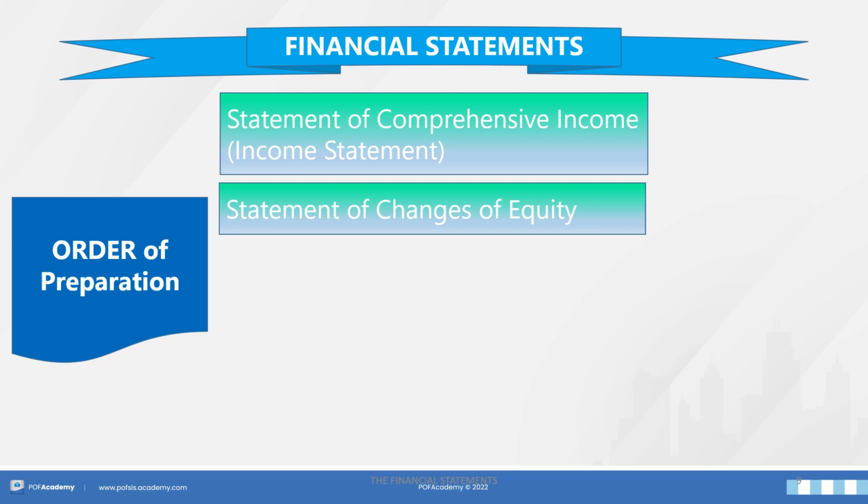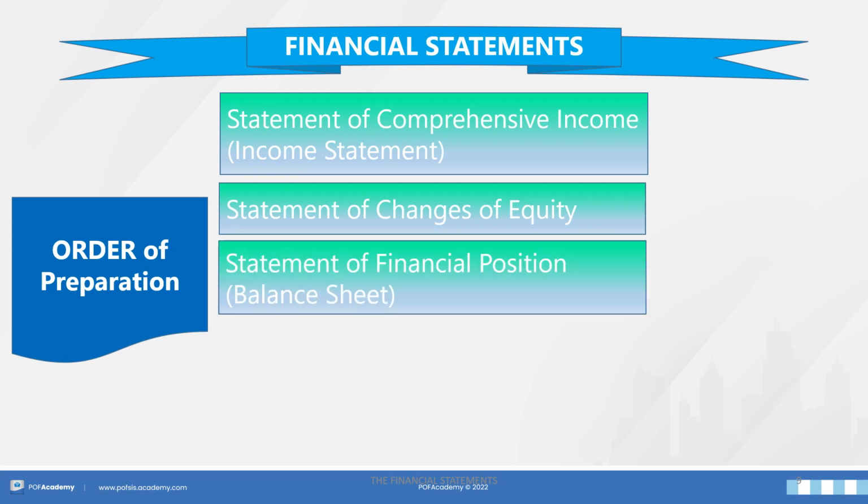Next, after the preparation of changes in equity, we will prepare a statement of financial position, wherein we have to put all balances of assets, liabilities, and equity from our prepared trial balance together with the recorded income closed in the retained earnings balance, which is part of the total equity.